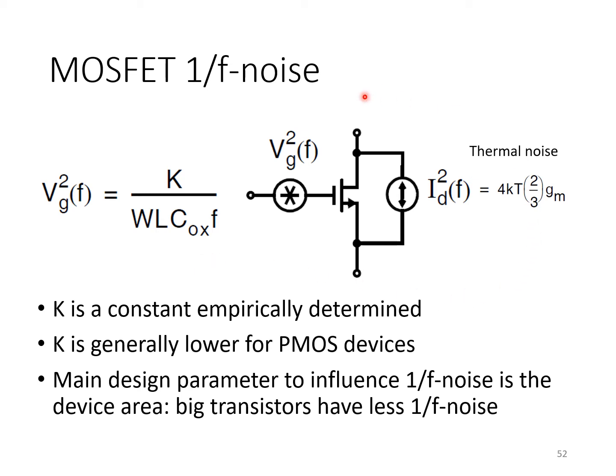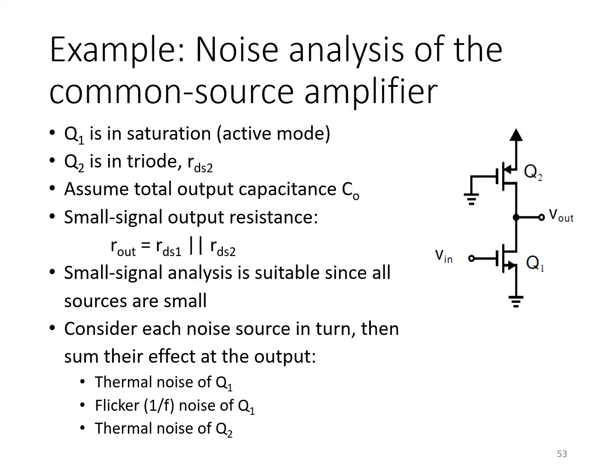So shown here on the right is the complete MOSFET noise model with the 1/f noise term in the gate and thermal noise current modeled here with this current source ID and a white power spectral density. Let's finish off by just going through an example noise analysis.